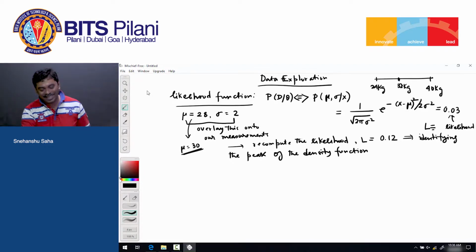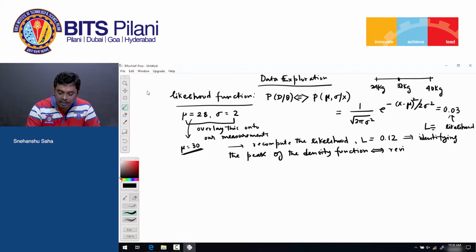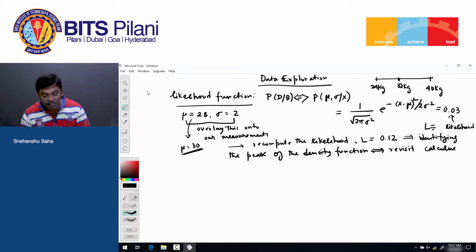Once again, like it or not, we have to revisit calculus to actually know the maximum likelihood estimate of the mean and the standard deviation for the normal density function. And you will find, surprisingly, that it's where you would expect it to be.